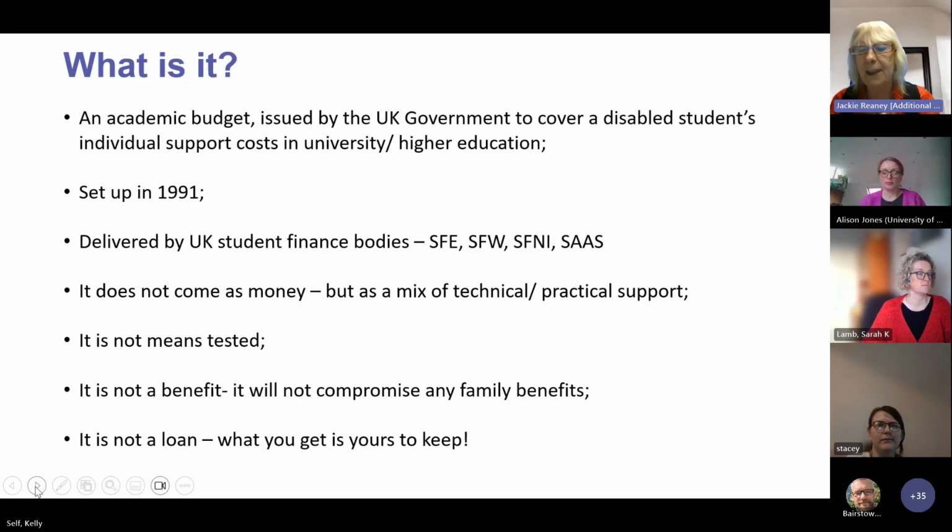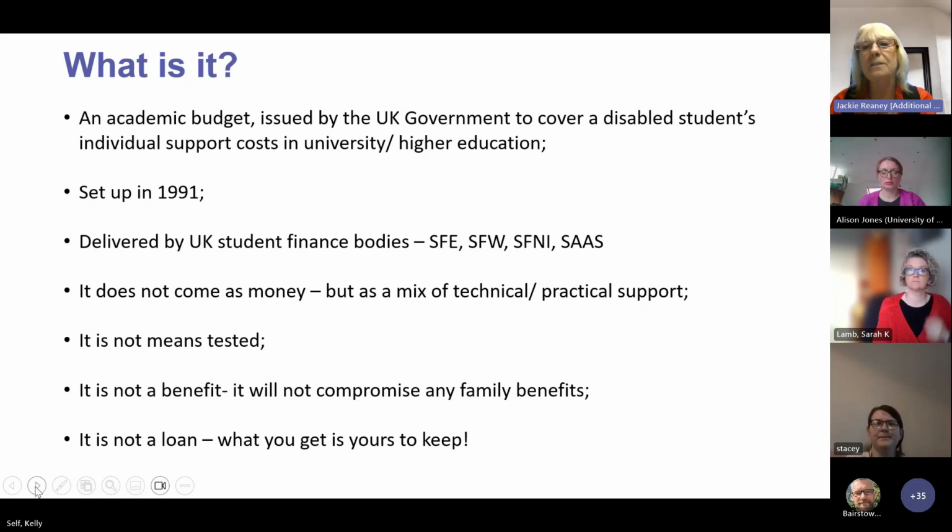It's a mixture of technical and practical support, which will be built around the learner so that it gives them the opportunity to study more comfortably, to study more fairly, to study without feeling that a health issue or a disability impacts upon their studies.